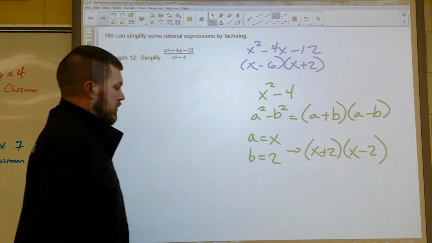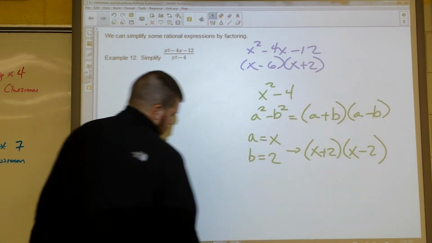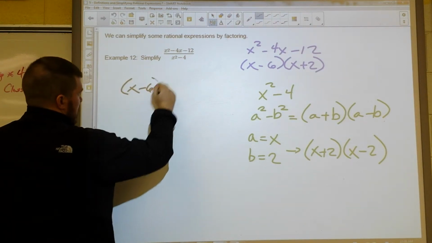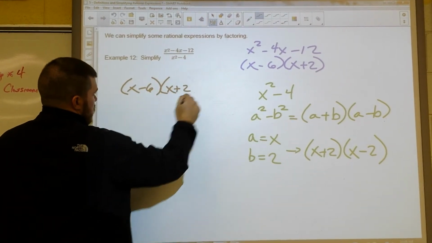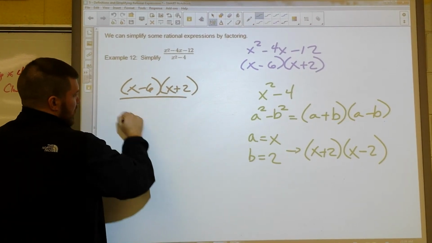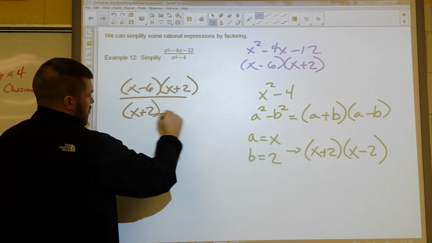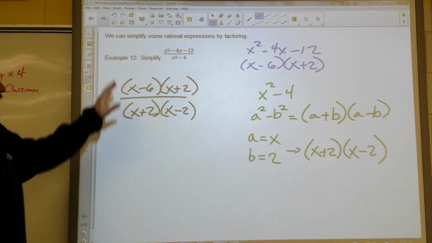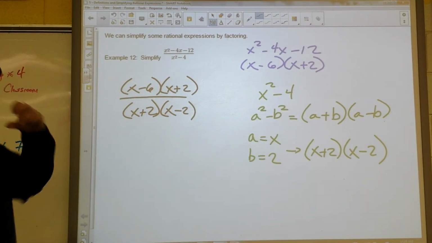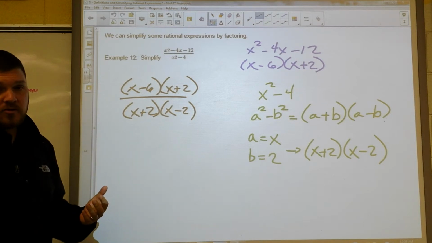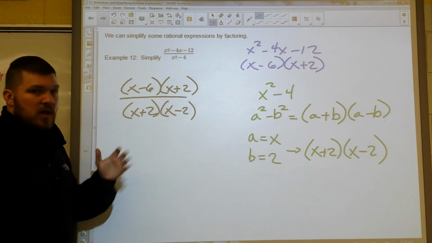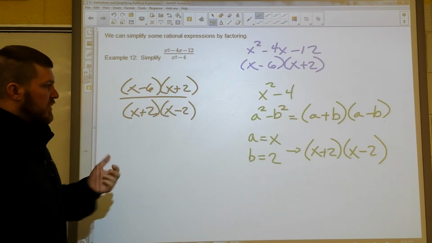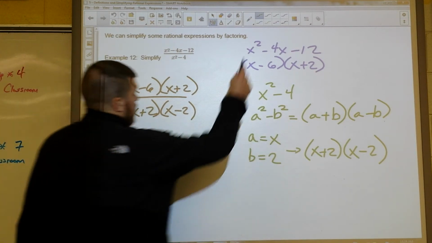Alright, great. So now I can rewrite my original problem using my factoring. So on top, we now have x minus 6 times x plus 2. On bottom, I just have x plus 2 times x minus 2. To simplify, once you've completed all possible factoring, you're looking for the same factors on top and bottom. If you have the exact same factor on top and bottom, then those factors will cancel out.